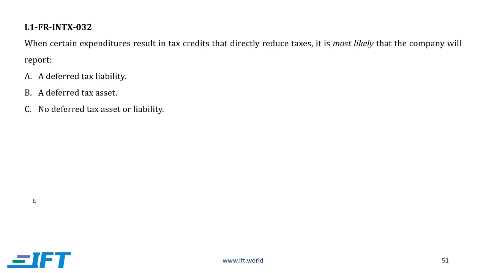Question number 32. When certain expenditures result in tax credit that directly reduces taxes, it is most likely that the company will report no deferred tax assets or liability. Why? Because this is not a temporary difference. This is a permanent difference. It is a permanent difference, not a temporary difference.